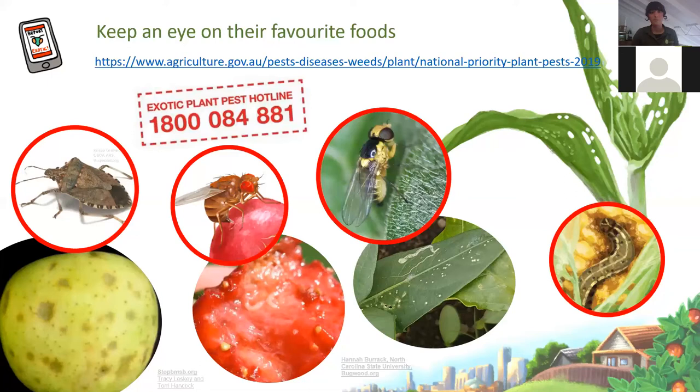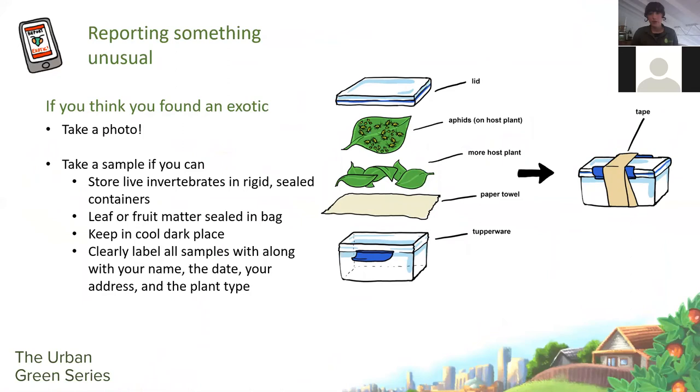If you find something you think is exotic, always take a photo first thing. If you can actually catch the insect, maybe you caught it in one of your traps, that's really great. You can take a sample of it. It's as simple as putting it in a plastic bag or a Tupperware. You can put in a bit of paper towel to control humidity, a bit of what it was eating, just so you can try and keep it alive a little bit longer.